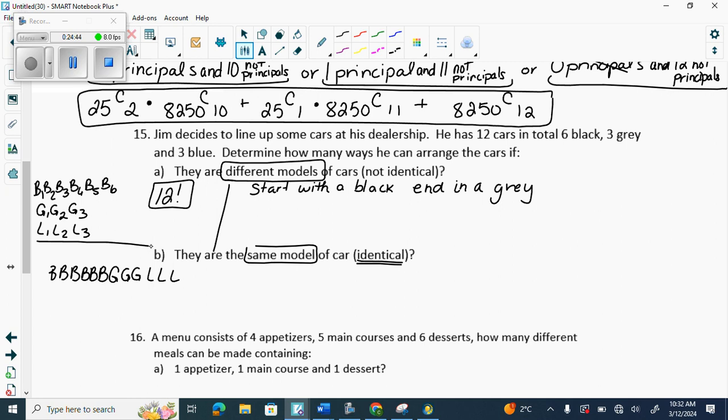So I have 12. 1, 2, 3, 4, 5, 6, 7, 8, 9, 10, 11, 12. I know it can start with a black. How many black are there?